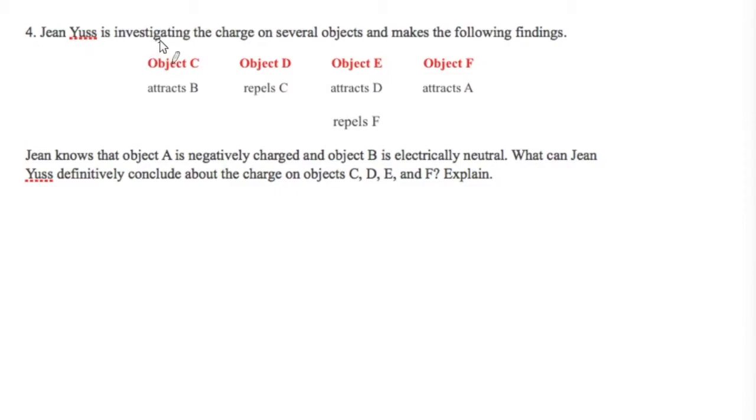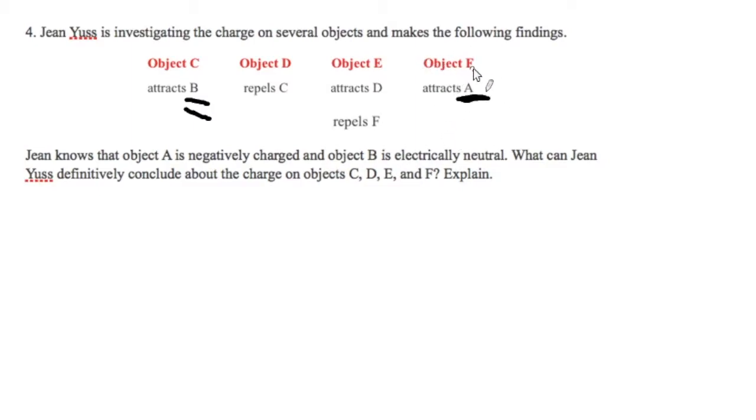So in this problem, Jean Yuss is investigating the charge on several objects and makes the following findings. Object C attracts B, object D repels C, object E attracts D and repels F, and object F attracts A. And Jean knows that object A is negatively charged and object B is electrically neutral. So right now we should write that down. A is going to be negative, and B is going to be neutral. So what can Jean Yuss definitively conclude about the charges on objects C, D, E, and F? Explain.